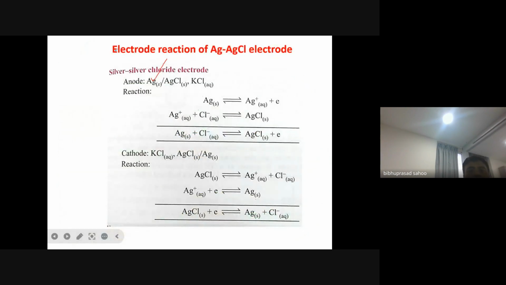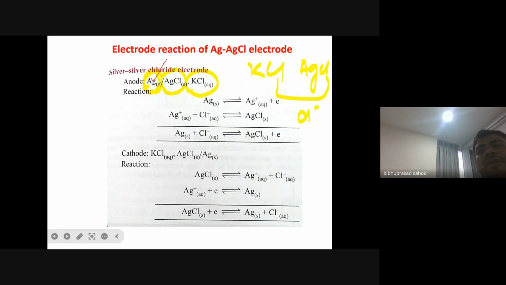But here silver itself is a metal. Silver metal dipped in its own insoluble salt. AgCl is an insoluble salt. KCl is a soluble salt having a common anion. KCl and AgCl having a common anion, that is Cl minus. Cl minus is a common anion.